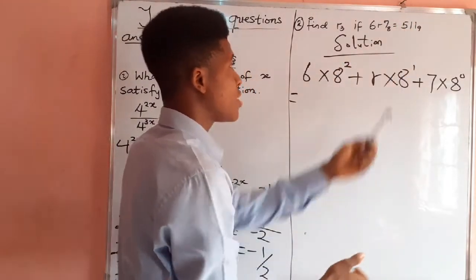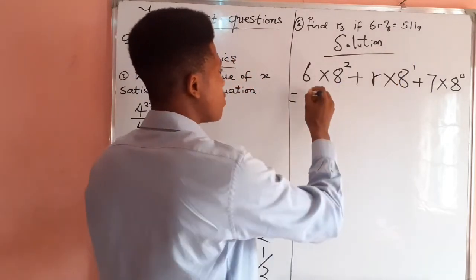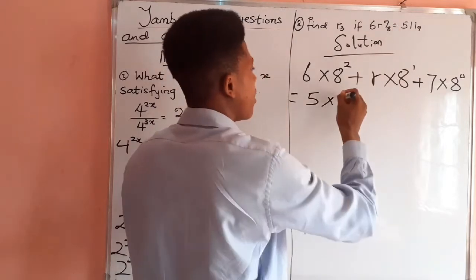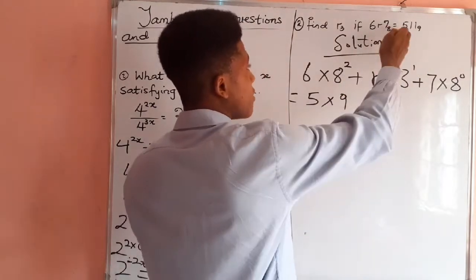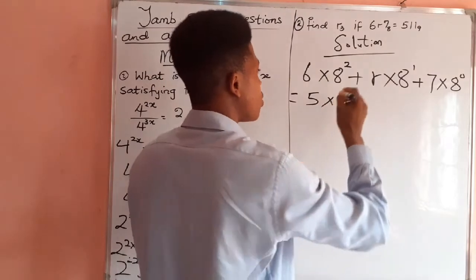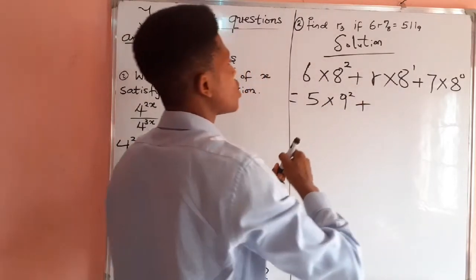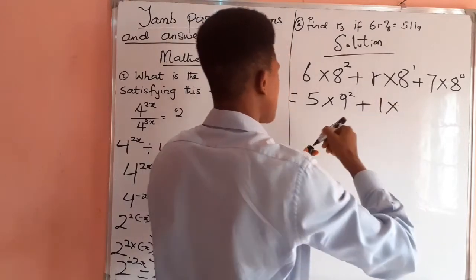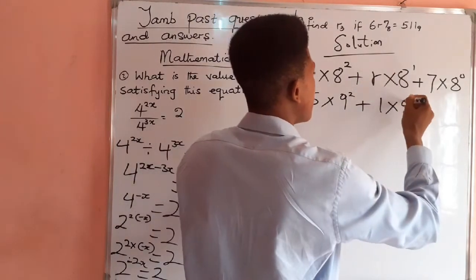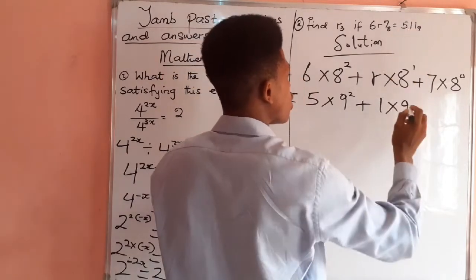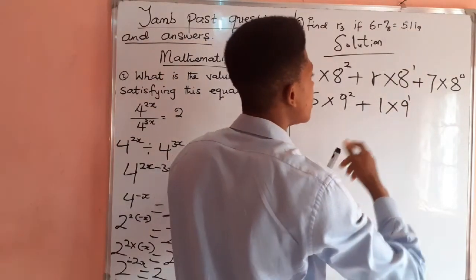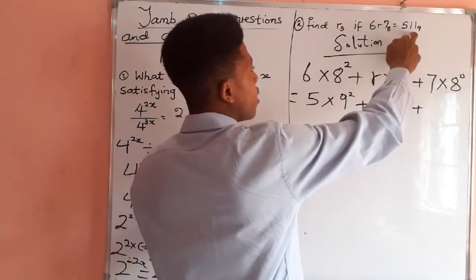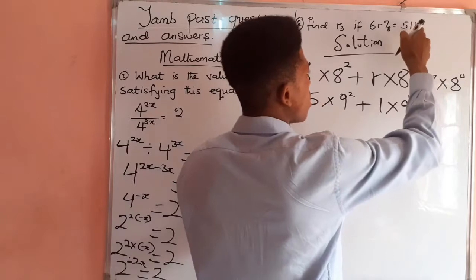And of course, we do the same thing for this other side. It will be 5 times what? Our base, which is 9, raised to power what? What comes after 5? 1, 2. 2 numbers. So raised to power 2 plus, what comes next after 5? 1 times our base, which is 9. 9 raised to power, what comes after 1? Just 1. So 1 times 9 raised to power 1 plus, what comes after 1?